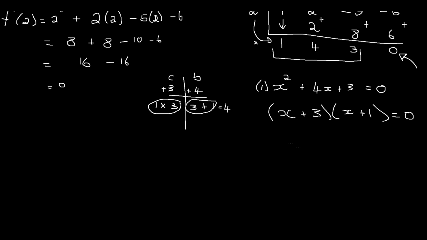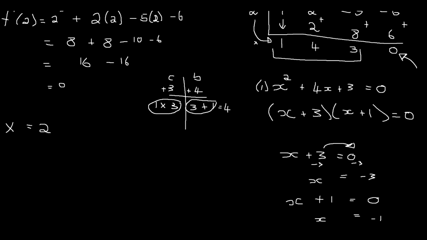Now, in order to solve x, we have to set one of these equal to 0. So we're going to say x plus 3 is equal to 0. We're going to take this to the other side, flip it, or subtract 3 on both sides. Doesn't matter. We get x is equal to -3. For the second one, we do the exact same thing. We're going to say that x plus 1 is equal to 0. So when I take it to the other side, it becomes x is equal to -1. Now we have 3 x values. We have x is equal to 2, x is equal to -3, and x is equal to -1.